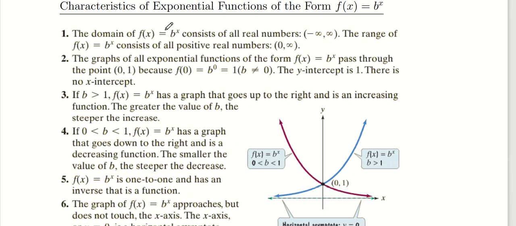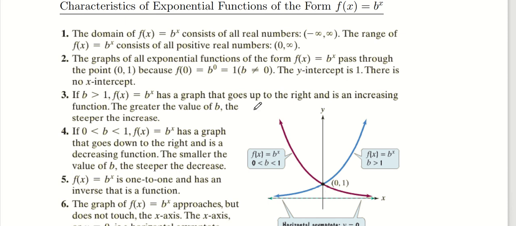The domain of an exponential function's graph is going to be all real numbers. After all, whether you look at the first example or the second one, the graph goes all the way to the left and all the way to the right. Therefore, the domain is all real numbers.